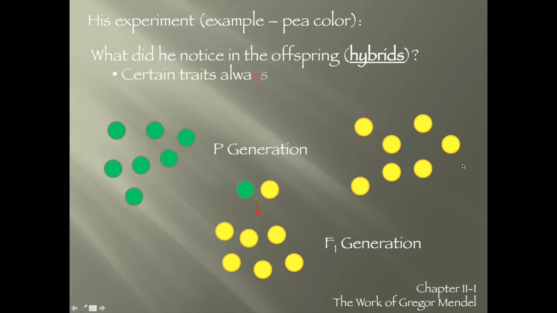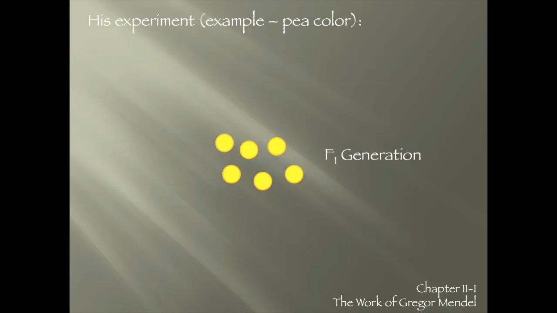And he noticed that a certain trait always disappeared. In the case of color, green always disappeared. In the shape, the wrinkled always disappeared. There was always some trait that disappeared, no matter how many times he conducted the experiment. There was always the same trait that disappeared in that F1 generation.